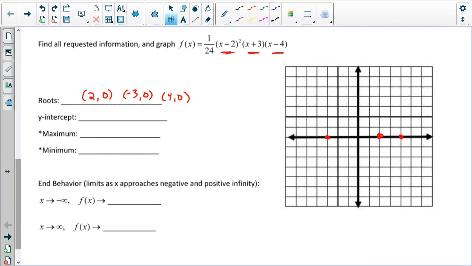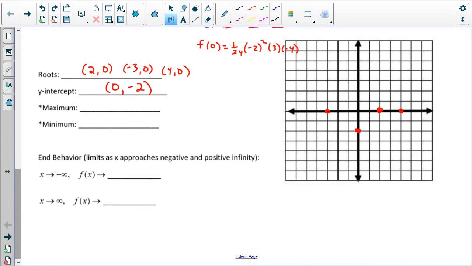So I know that. My y-intercept, if I substitute in 0 for x, I get f of 0 equals 1/24 times -2 squared times 3 times -4. So I can do a little bit of mathematics. 4 times -4 is -16, times 3 is -48, and then I divide that by 24, so I get -2. So I have 0, -2 as a value. I'll figure out the max and min later.